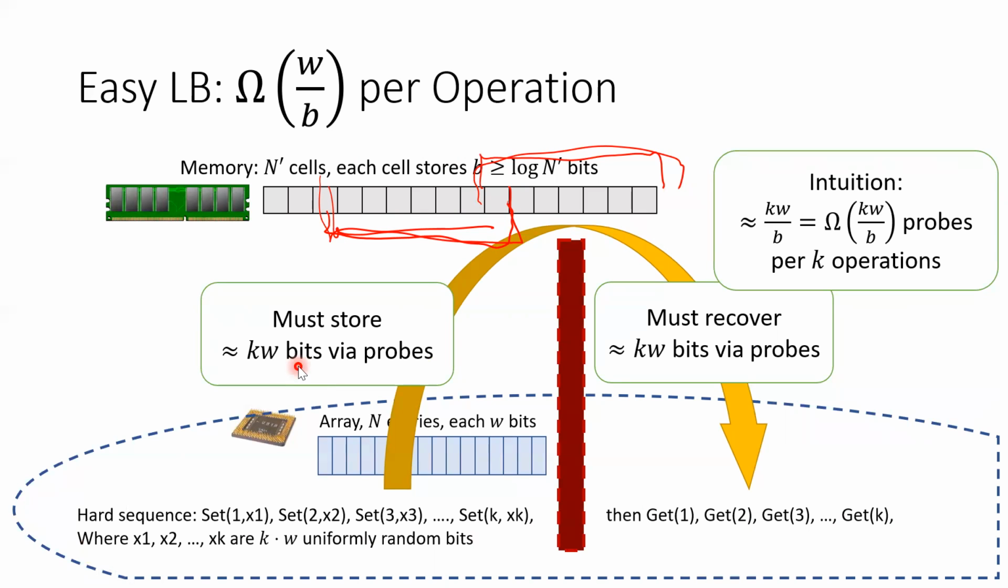Does that make sense? Yeah, that makes sense. Thank you. Yeah. Maybe this set is using some crazy encoding to encode this random string, but any crazy encoding must be long enough to store the random string of k times w bits.